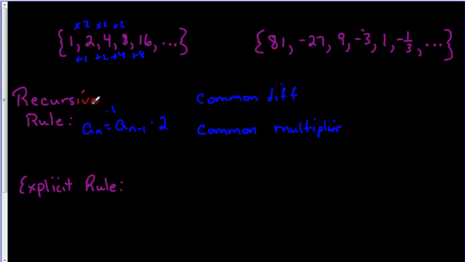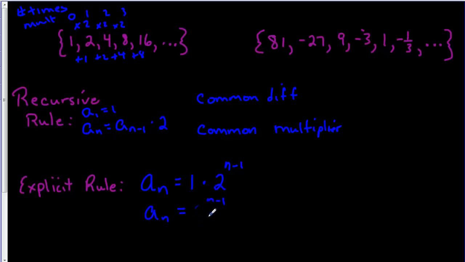Again, if we're looking to write the explicit rule, we can count how many times we've multiplied by 2. So on term 1, we've multiplied 0 times, 1 times, 2 times, 3 times. So again, the number of times we've multiplied by 2 is 1 less than the term. So here we're going to have our first term times, now repeated multiplication is an exponent, so this is going to be 2 to the n minus 1 power. And we don't really need this 1 here.